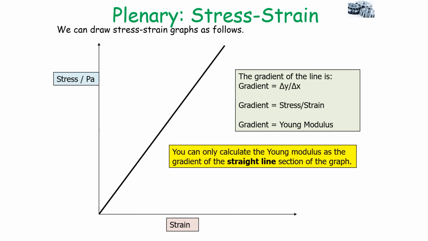But you can only calculate the Young modulus as the gradient of the straight line section of the graph, because you can only calculate the Young modulus when the material is exhibiting elastic behaviour, when it is below its limit of proportionality, when it is obeying Hooke's law. Now stiff materials have a steep gradient because they have a high Young modulus.